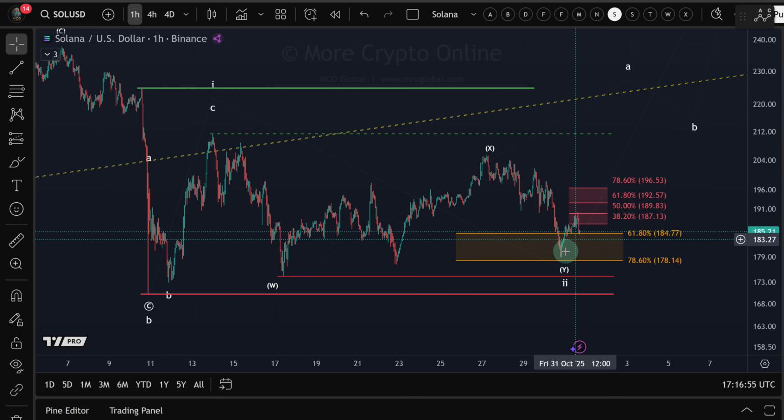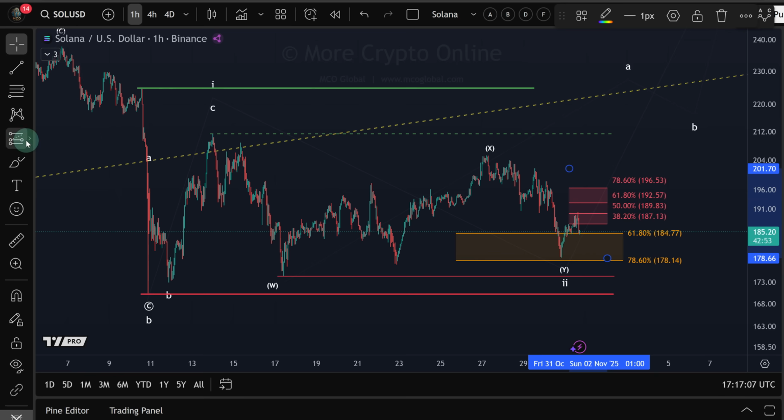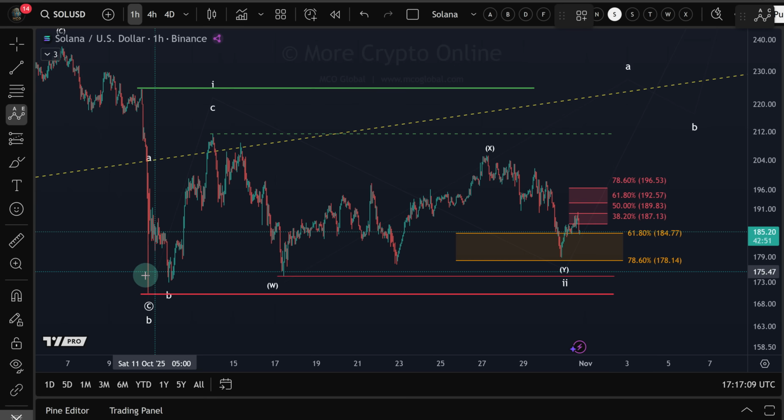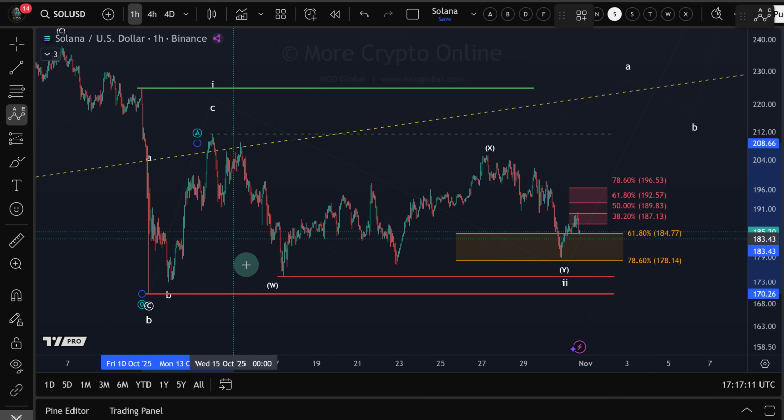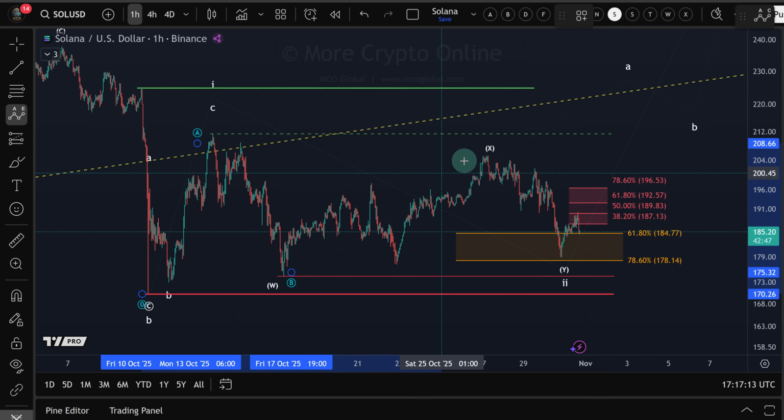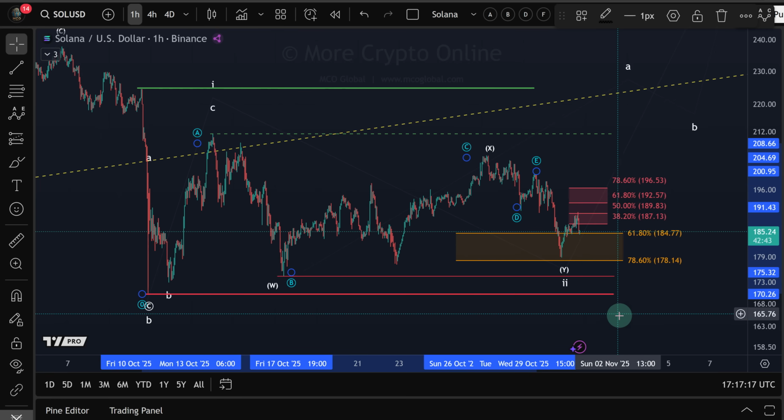Really, any further upside is very low probability until we break at least above this initial Fibonacci resistance area that we have here on the chart. This is the very first resistance area. I have it on the chart because from a bearish point of view, this here could be some kind of a triangle, A, B, C, D, E, for example, which could lead to a sell-off.